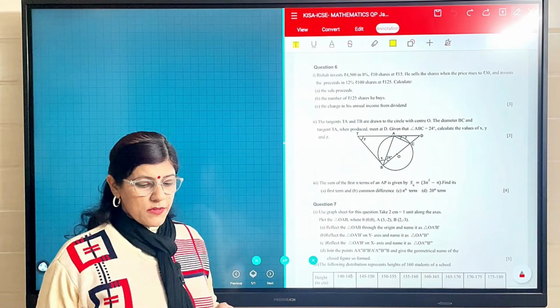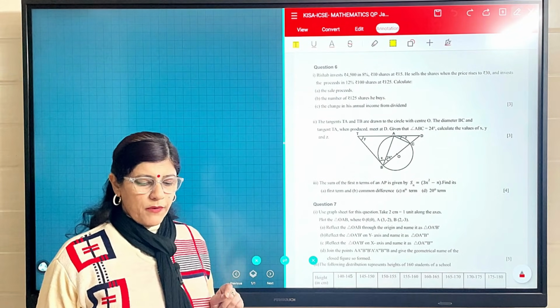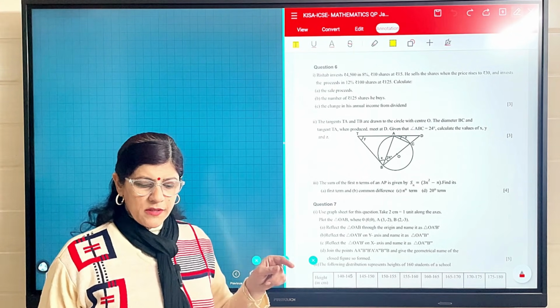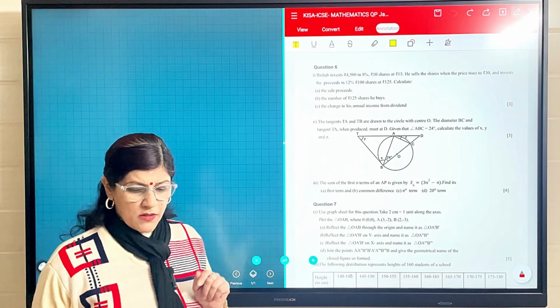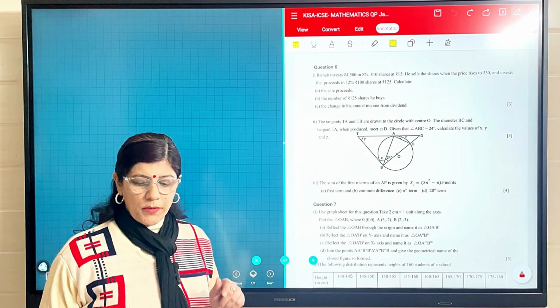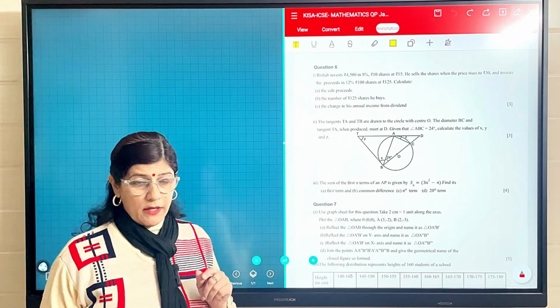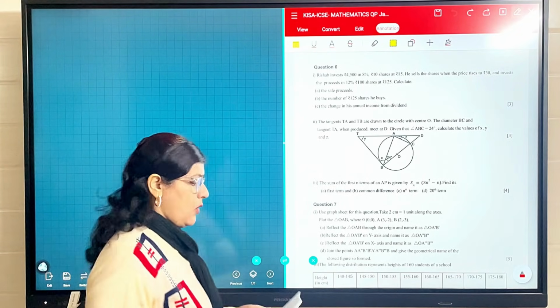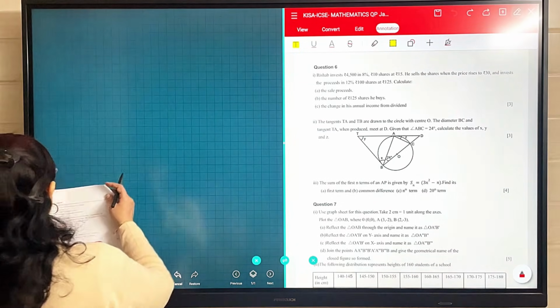Now coming to question number 6. Rishabh invests rupees 4500 in 8% rupees 10 shares at rupees 15. It means dividend is given, 4500 means investment is given, rupees 10 share means nominal value, and at rupees 15 means market value. Very important is to understand what is given in the question. Only then you will be able to apply the formula correctly.